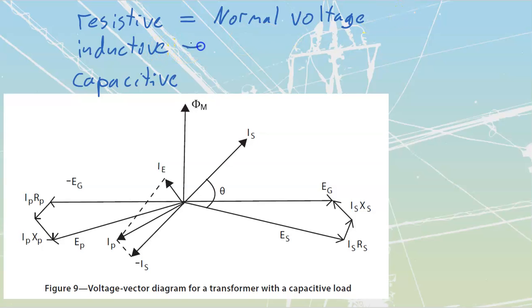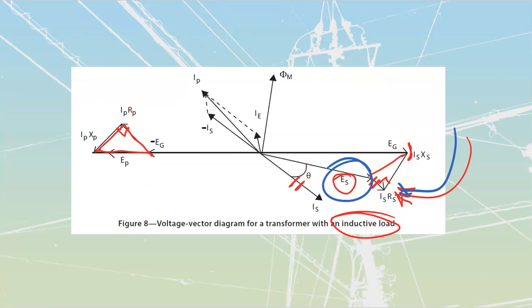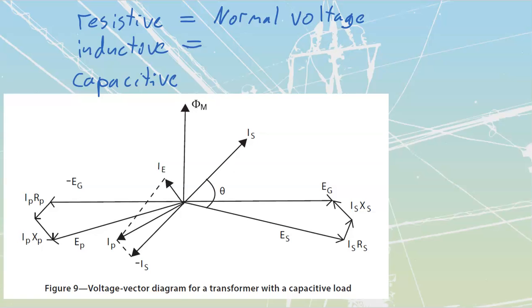If I've got an inductive load, I'm going to have a reduced voltage. It shrinks it. It makes it a little bit smaller. So for inductive, it's going to be reduced voltage. This is also why we want to do power factor correction, because as soon as I've got a lagging type of load, that lagging type of load is going to drop my transformer terminal voltage. And then my capacitive is going to be an increased voltage.